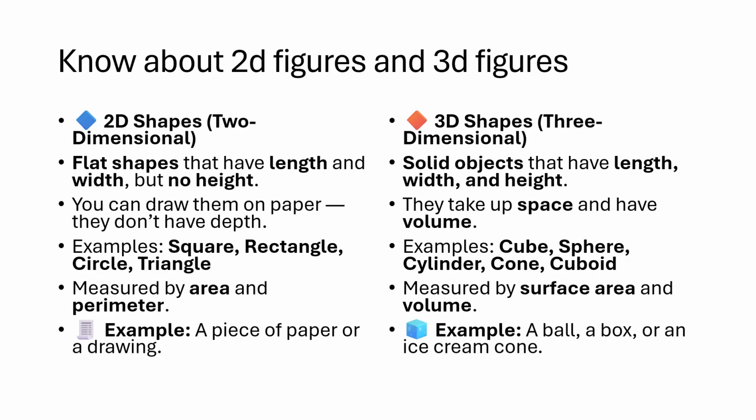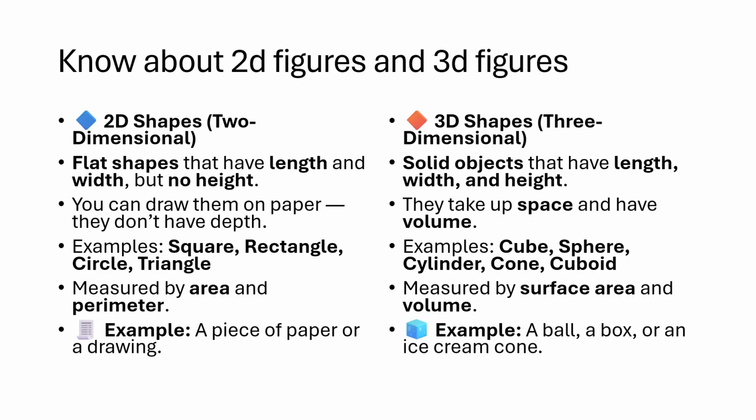Now we know about 3D shapes. That is called three-dimensional. These are solid objects that have length, width, and height. They take up space and have volume. For example, cube, sphere, cylinder, cone, and cuboid. It is measured by surface area and volume. For example, a wall, a box, or an ice cream cone.